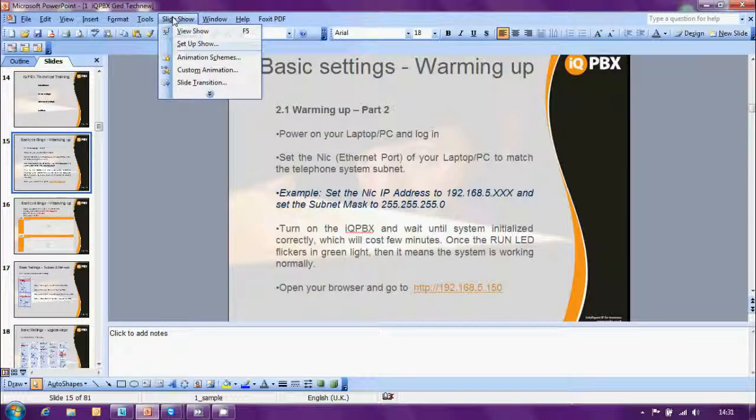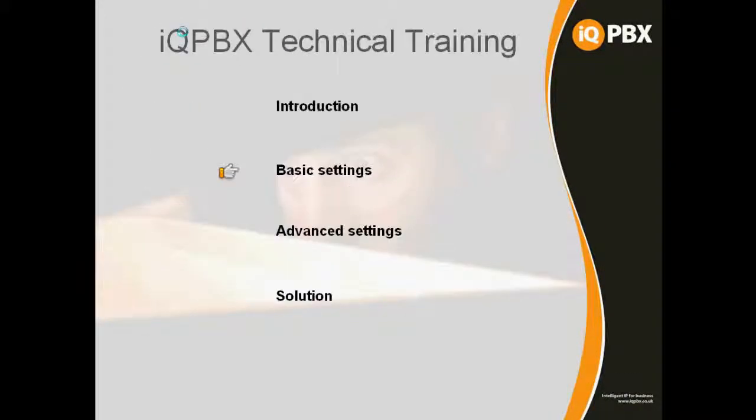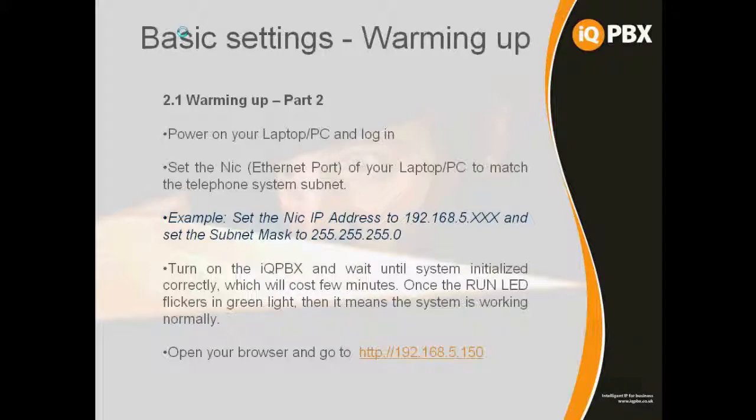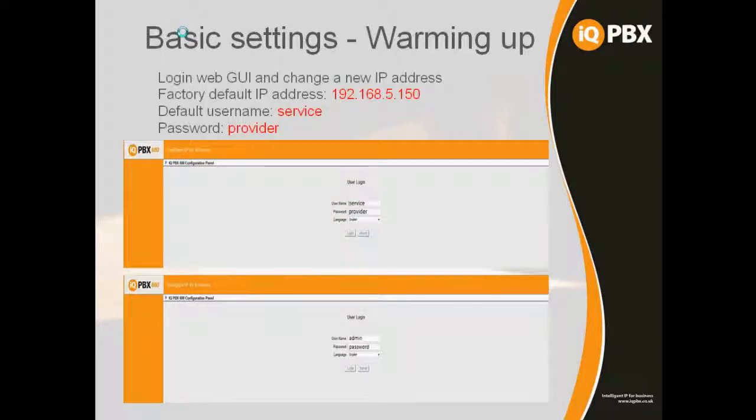So once you've made the change and we're ready to connect to the system, you need to power up the IQ-PBX, wait a few minutes, and the run LED will flash steadily, which shows it's ready for connection. So what we would do then is we would open a browser, and in the address bar we would type http://192.168.5.150, and you'd be presented with this login screen.